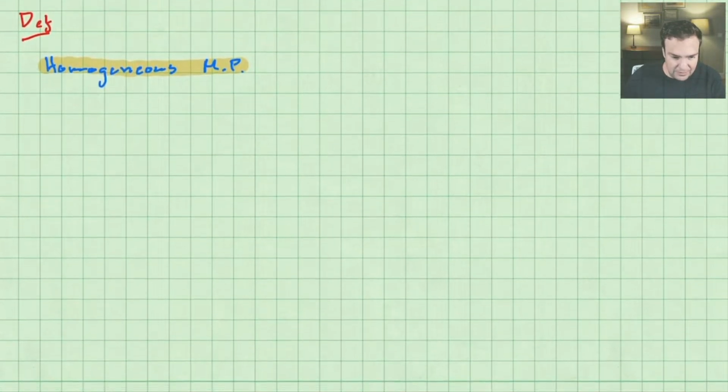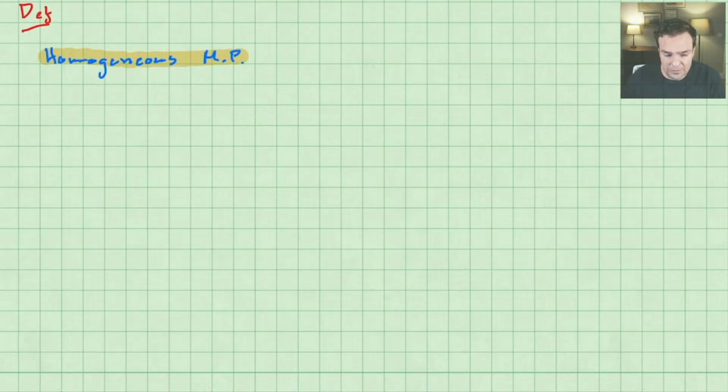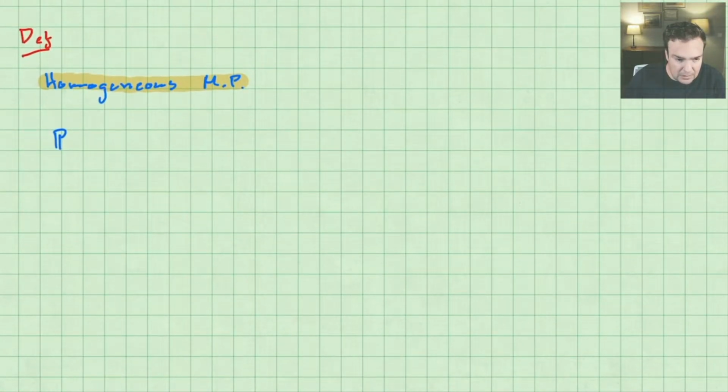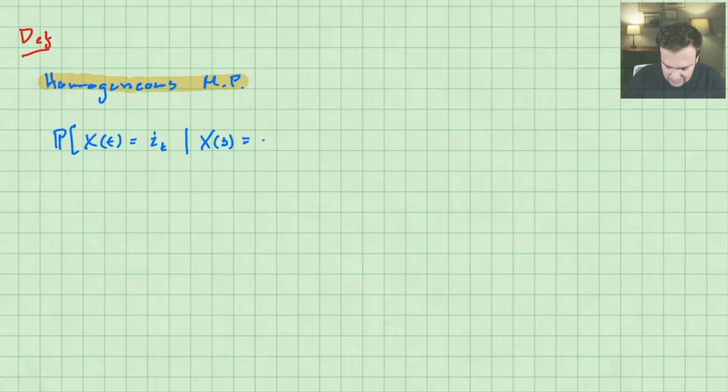So a homogeneous Markov process, this is the thing that we're defining. The statement is a little bit different than it is for the chain, and it looks like this, so let's just write it out. It's saying that the probability that x of t is equal to some i sub t, given x of s is equal to some i sub s.